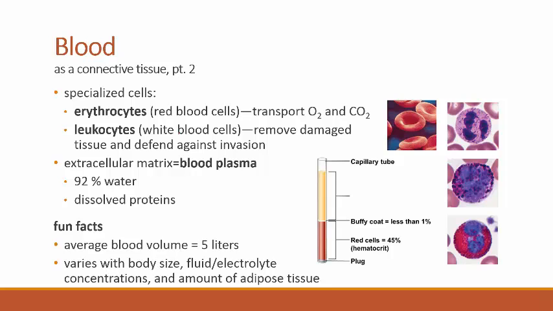So blood, how is blood a connective tissue? Because we don't see this firm, cartilage-like extracellular matrix. We don't see the kind of strappy, very tough extracellular matrix that we see, say, in a ligament or a tendon. So how does blood fit in as a connective tissue? Well, specialized cells certainly we have.